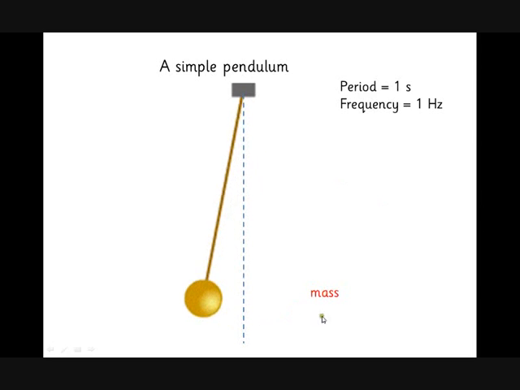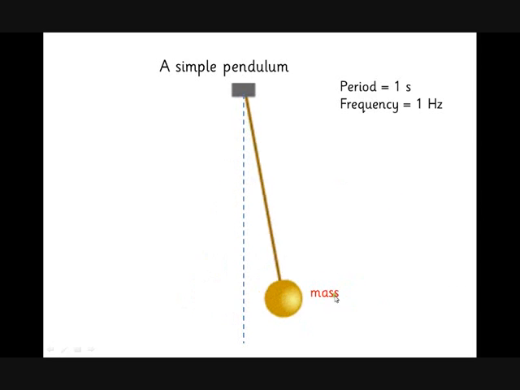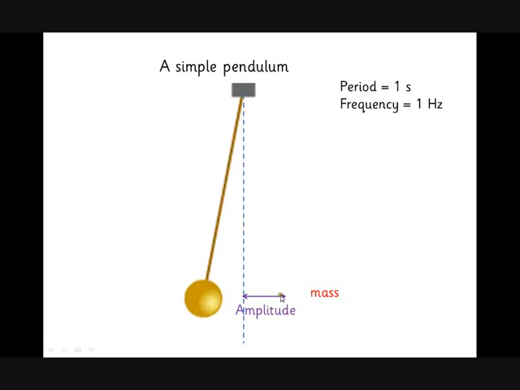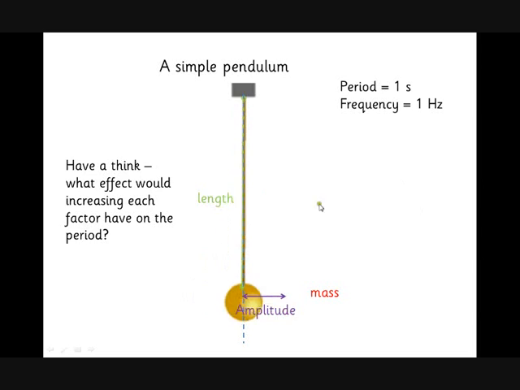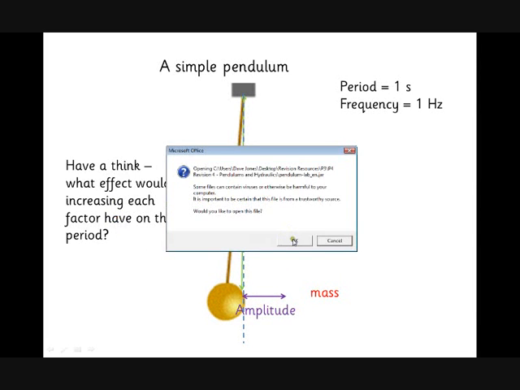Things we could change about this: well, we could change the mass at the bottom, we could change the amplitude, how far it's swinging to each side, which we might measure as a distance or an angle, and we can change the length of the pendulum. So we've got a nice simple thing here where we've got 3 possible variables, and we might want to think about the effect of increasing each of those 3 variables on the period of the pendulum. Got a nice little animation to help us out with this.